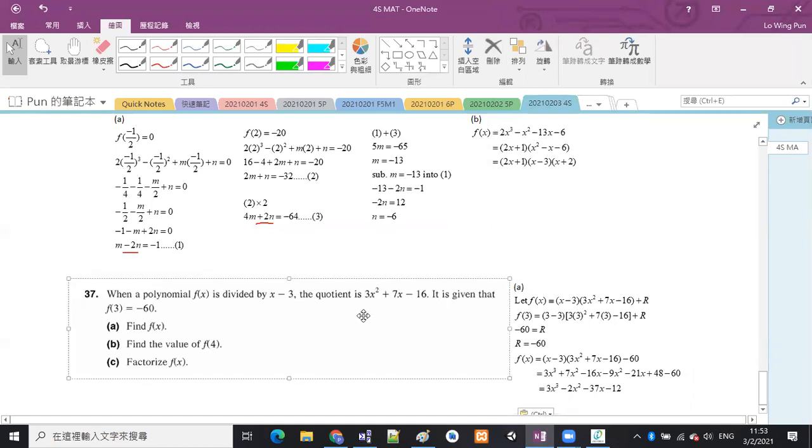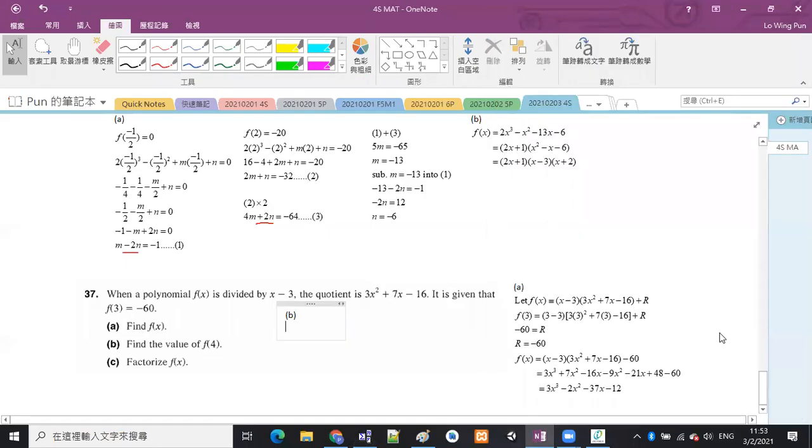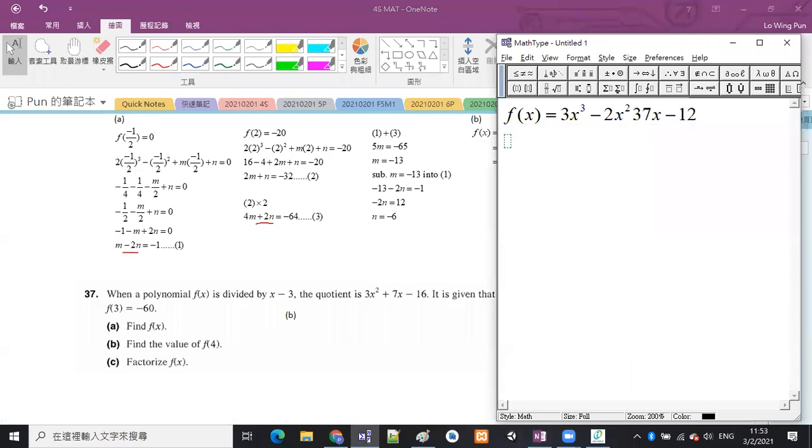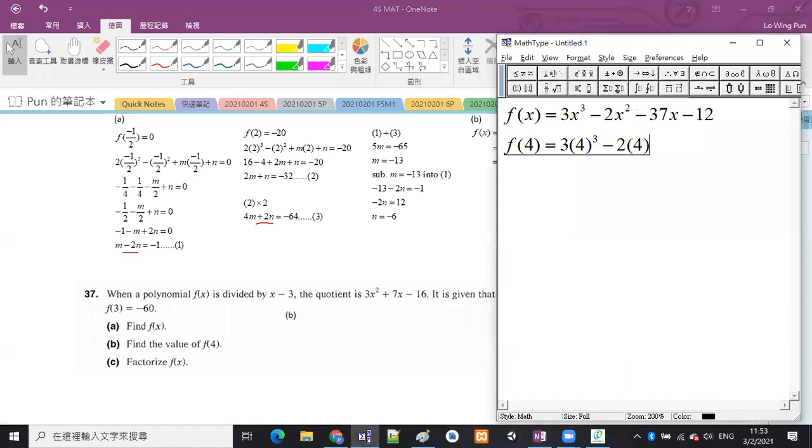Then part B, the question asks to find f(4). f(x) has been found to be 3x cubed minus 2x squared minus 37x minus 12. And then f(4) is just replacing all the x by 4. 呢個係咩㗎？呢個係減嚟嘅。Okay, and then do the calculation with the calculator.